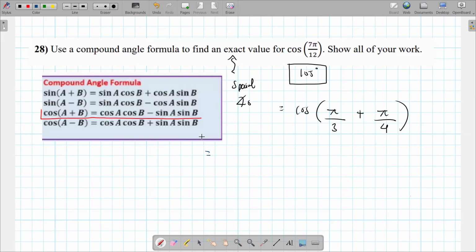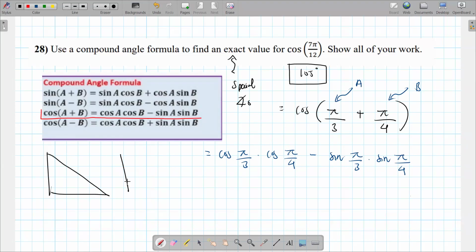I'm just going to follow the formula. The first angle is your A value. The second angle is your B value. So I'm literally going to follow the formula like this. It's going to be cosine of pi over 3 times cosine of pi over 4 minus sine of pi over 3 times sine of pi over 4.